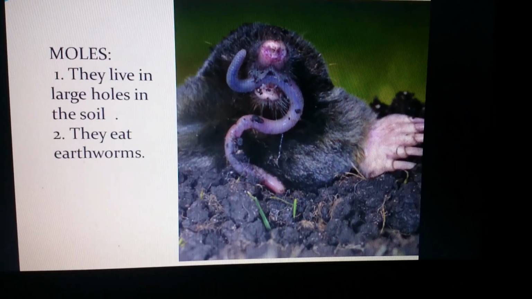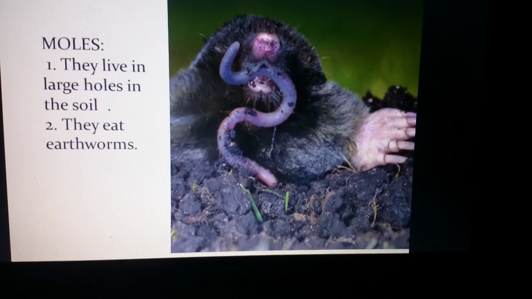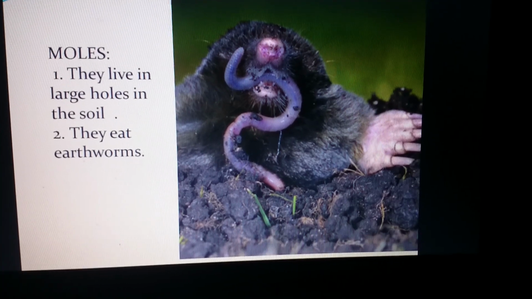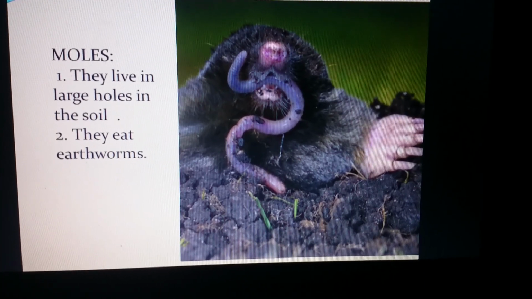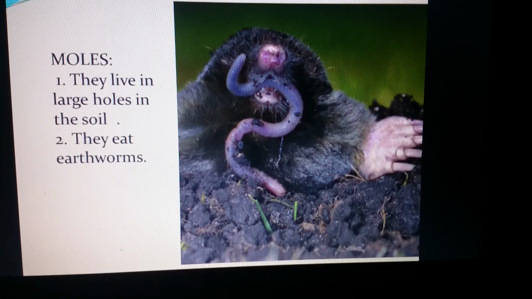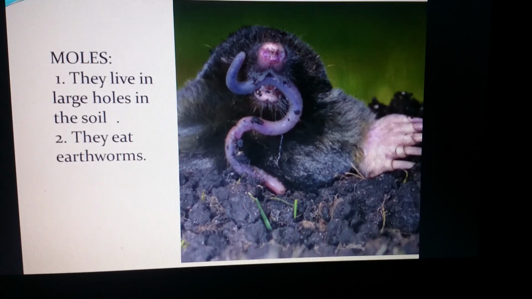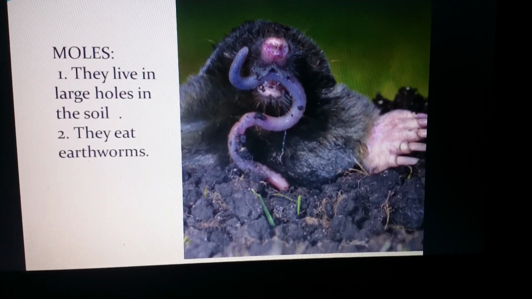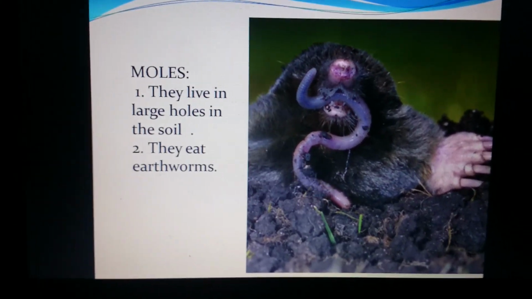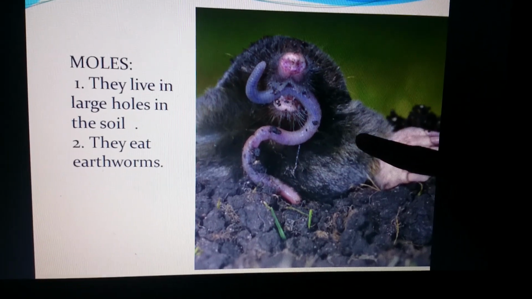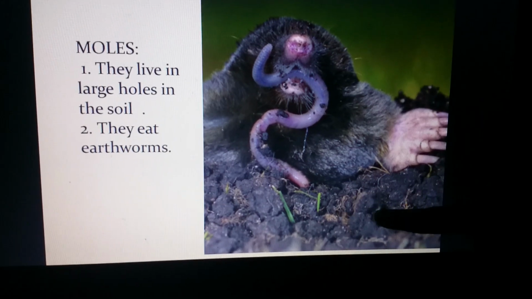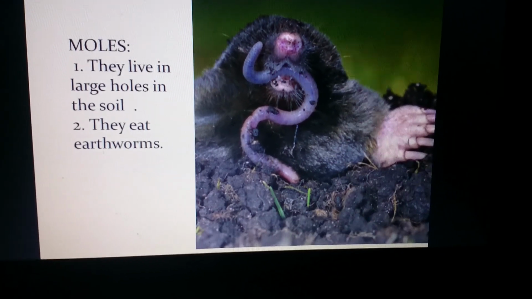Next is moles. Moles, as I told you, they live in large holes. They make large holes in the soil and they love to eat earthworms. They like to eat earthworms. Okay, so they don't just like to eat, they have to eat. That's their food. Their staple food is earthworms. Okay, so these are also one of a kind of animals, moles. These are called moles. This is a mole which is eating an earthworm, and they live in large holes under the soil.